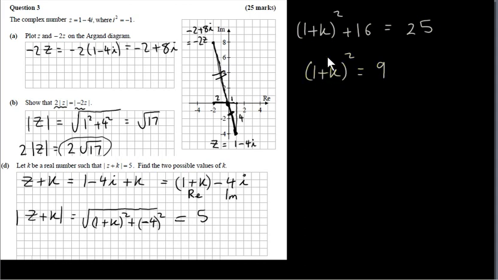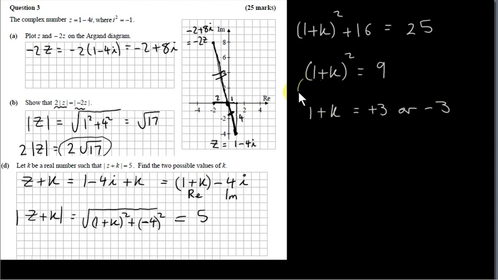Now a lot of people will go and square this out, then bring the 9 over and you'll have 0 on the right hand side, quadratic equation, solve it, all the usual. But that's a waste of time, because we have something squared equal to 9. If 1 plus k squared is 9, then 1 plus k itself must be the square root of 9. The square root of 9 is either plus 3 or minus 3. So if 1 plus k is plus 3, then plus 3 squared is 9. If 1 plus k is minus 3, then minus 3 squared is also 9.